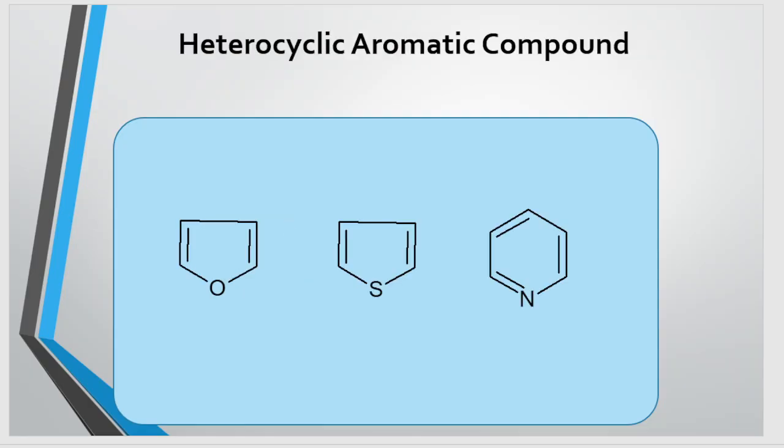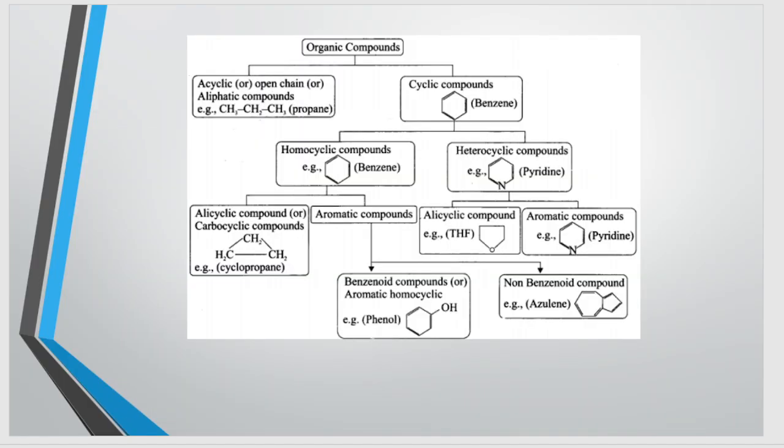Then what about heteroaromatic compounds? This is tetrahydrofuran. This is furan. Tetrahydro means double bonds should not be there. Okay, so this is furan, and this is thiophene, and this is pyridine. All are containing heteroatoms and they are aromatic compounds.